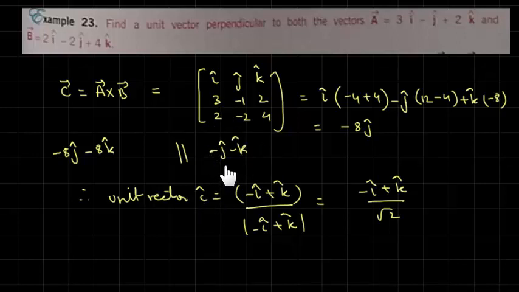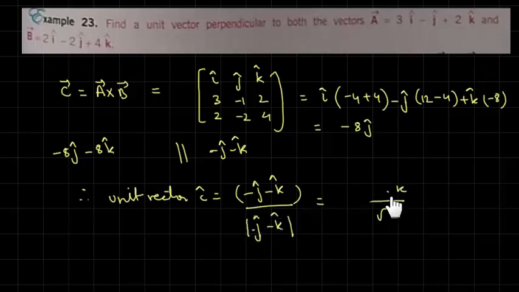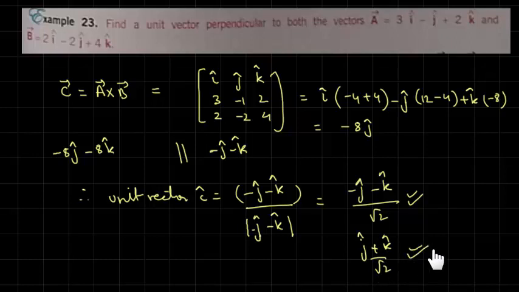So unit vector in this direction will be the vector divided by its magnitude. Comes out to be minus j cap minus k cap by root 2. So this is one unit vector which is perpendicular to both a and b. The negative of that will also be perpendicular to both a and b. So this is the correct answer, and j cap plus k cap divided by root 2, this is also a correct answer.